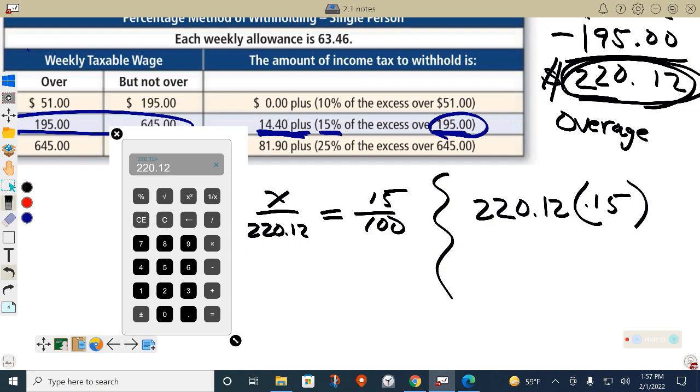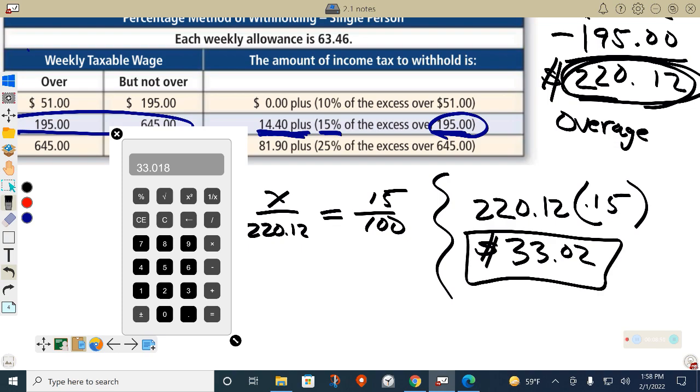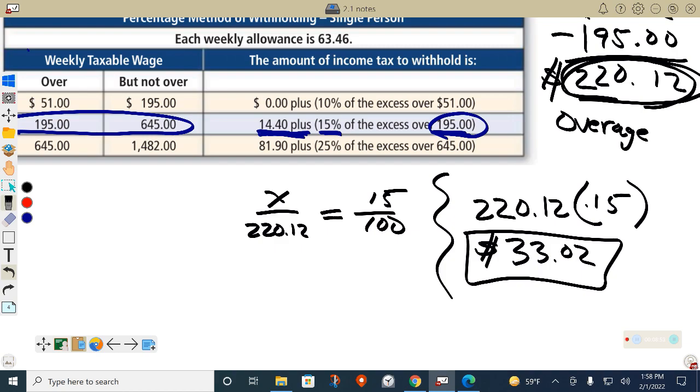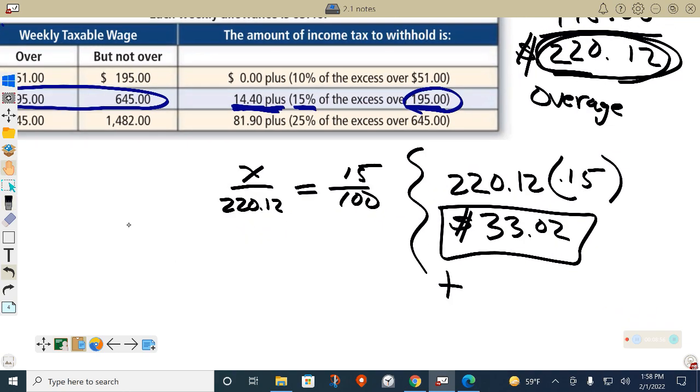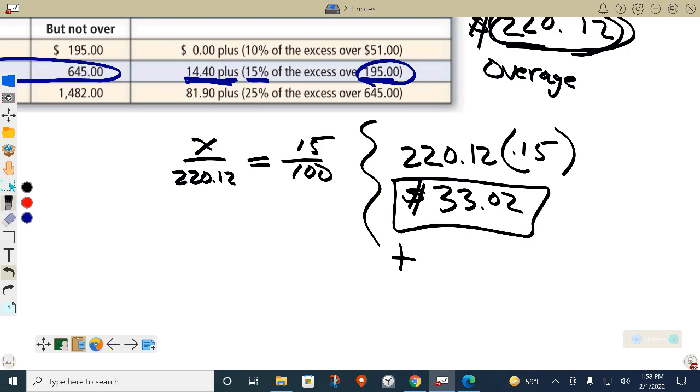$220.12 times 0.15. So $33.02. We're rounding to the nearest penny. So the federal government is going to take the 15% of the overage, plus the 1440. Because look at this, it says 1440 plus the 15% of the overage. That's going to be the tax withheld.